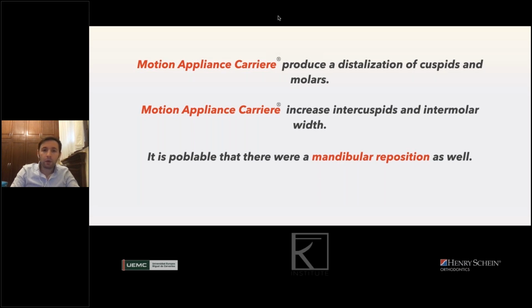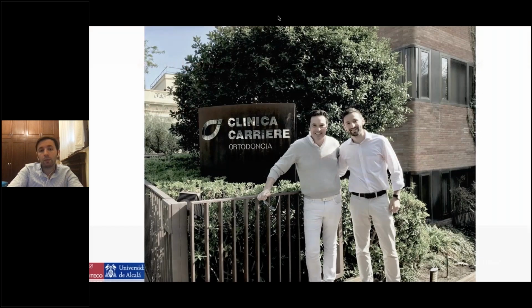Why? Because if we have 5 millimeters of a class 2 patient and we improve only 3 millimeters in the upper arch, what is happening in the lower arch? Something has to happen in order to correct the class 2. So that is the reason we said that probably the mandible suffers a mandibular reposition.